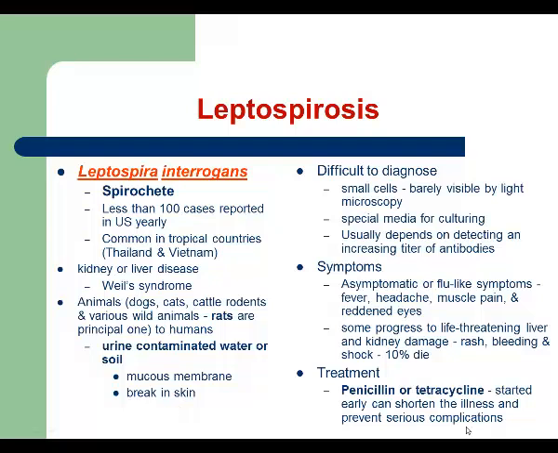And if people do produce symptoms, those will be flu-like symptoms: fever, headache, muscle pain, redness of the eyes. But there's a 10% mortality rate for this infection. In this case, the infection goes systemic and causes damage to the liver, kidneys, rash, bleeding, shock, and this form of leptospirosis is usually a deadly one. For the treatment, we're going to use antibiotics, for example, penicillin or tetracycline can be the choice of drugs.